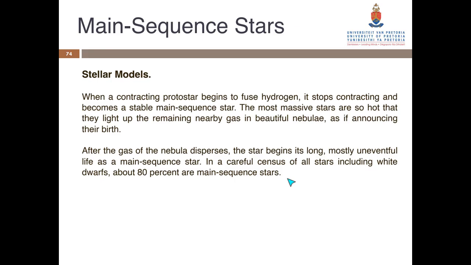When a contracting protostar begins to fuse hydrogen, it stops contracting and becomes a stable main sequence star. The most massive stars are so hot that they light up the remaining nearby gas in beautiful nebulae, as if announcing their birth. After the gas of the nebula disperses, the star begins its long, mostly uneventful life as a main sequence star. In a careful census of all stars, including white dwarfs, about 80% are main sequence stars.